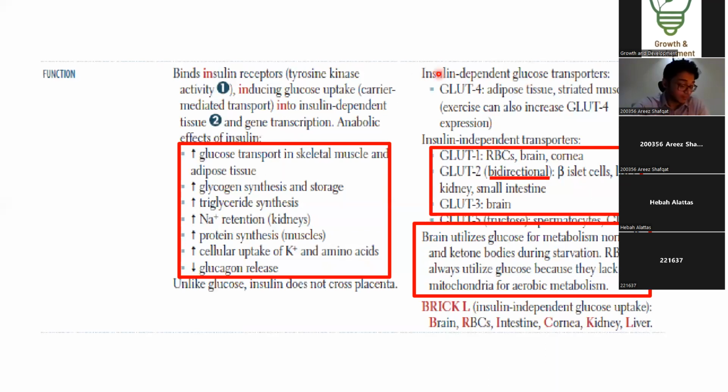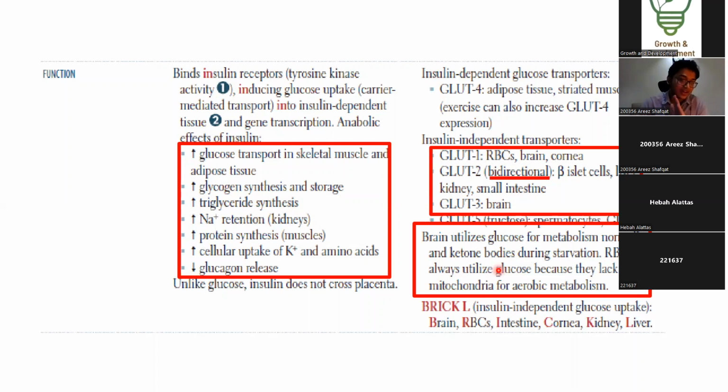Insulin-dependent transporters: this is important for you to know. It probably will be in your exam. All of this you need to know. GLUT4 is found in adipose tissue and striated muscle, skeletal muscle, and GLUT4 is insulin dependent. Insulin-independent transporters: GLUT1, red blood cells and brain. GLUT2 is in the beta cells of the pancreas, like I told you, and in the liver. GLUT3 is in the brain, also in the red blood cells. The brain utilizes glucose for metabolism normally, but it switches to ketone bodies during starvation. On the other hand, red blood cells always utilize glucose because they lack mitochondria for aerobic metabolism.